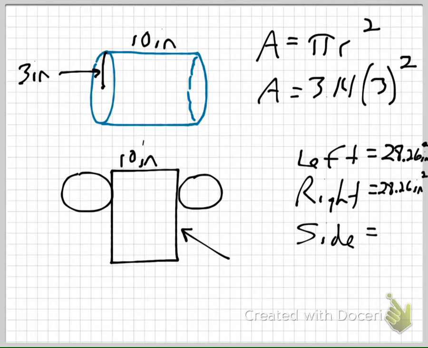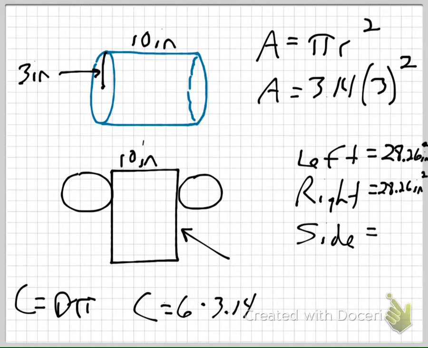Right, which is called the circumference. We're going to find the circumference of the circle, and the circumference of the circle is that side. So what is the circumference? It is diameter times pi. Circumference equals diameter times pi. What's the diameter, Gigi? 6. Good. The radius is 3, diameter is 6, times 3.14. What is 6 times 3.14? 18.84. So this is 18.84 inches.